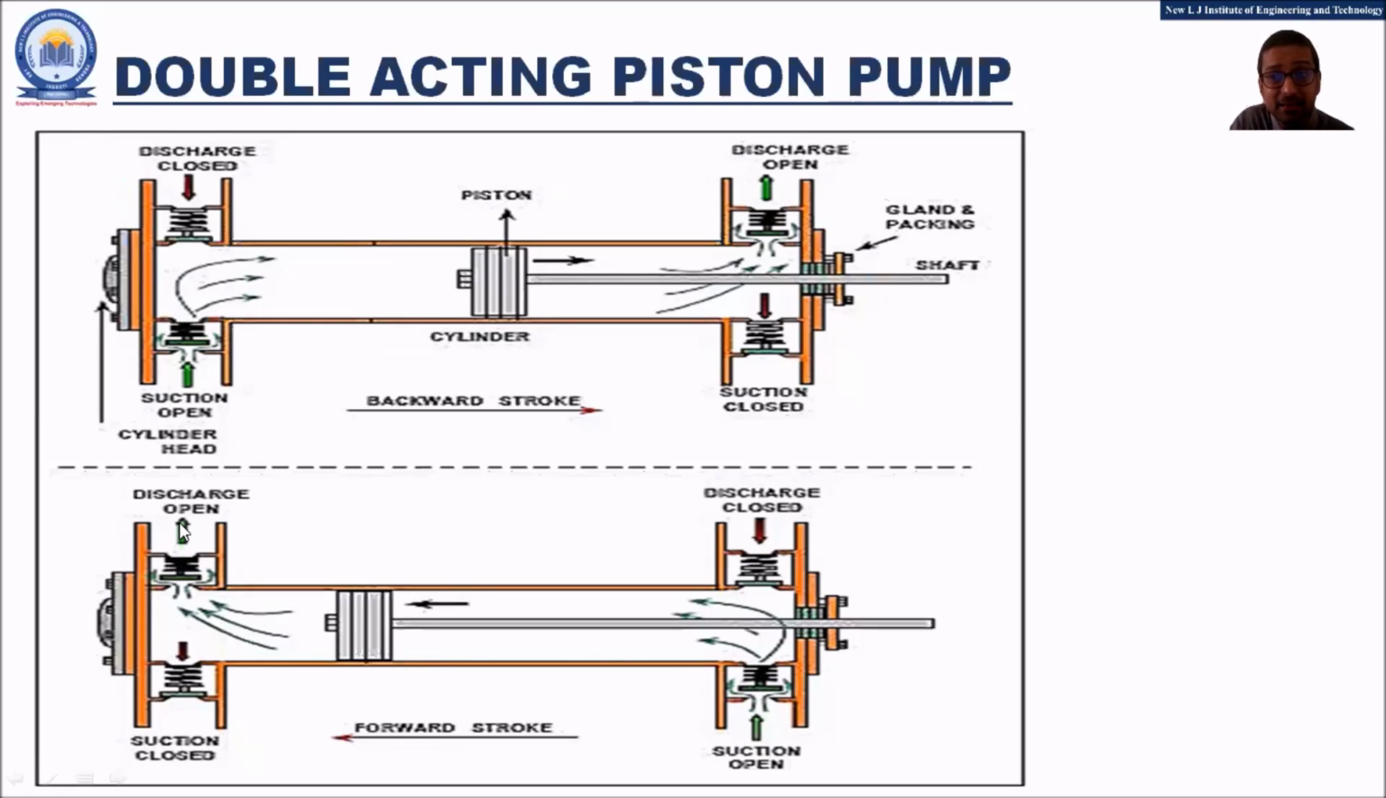But in the single acting pump, the suction and delivery does not take place at the same time. There is an intermediate. At one time there is only suction, at the next time there is only delivery. But in the double acting pump, the suction and delivery takes place simultaneously. That means at the same time.